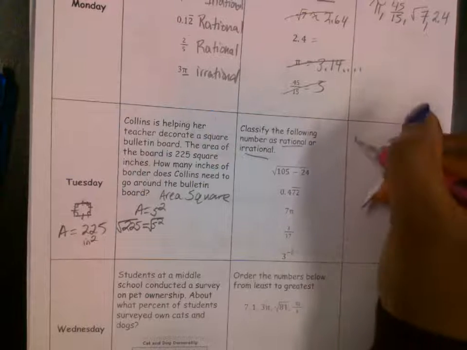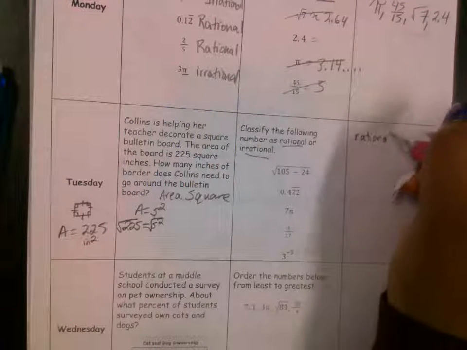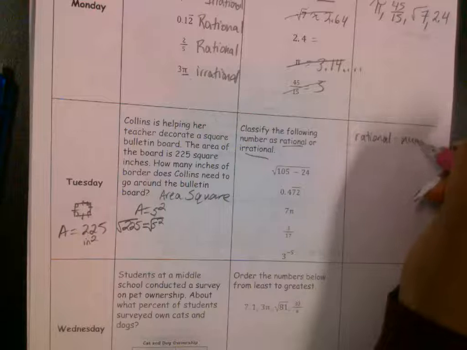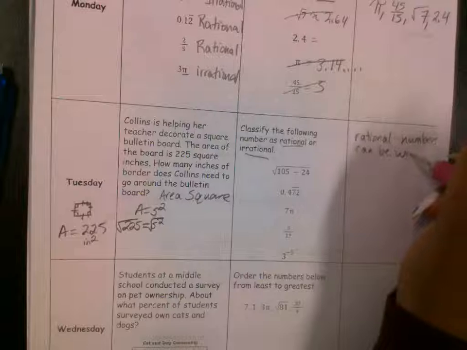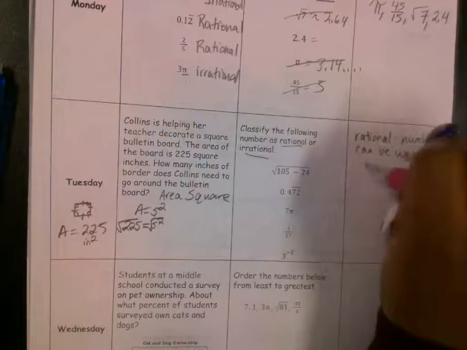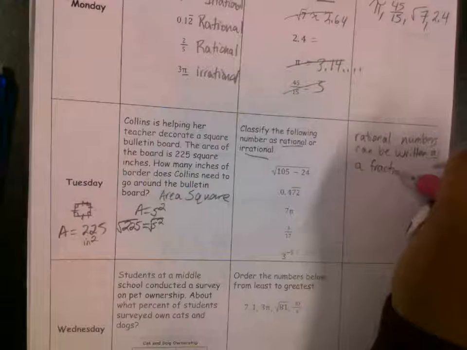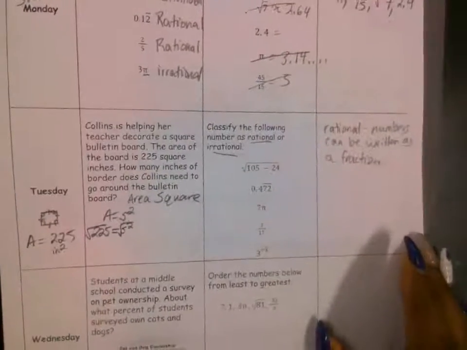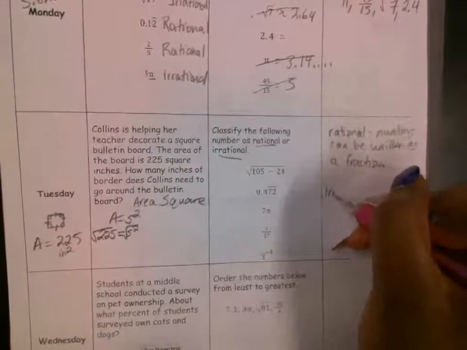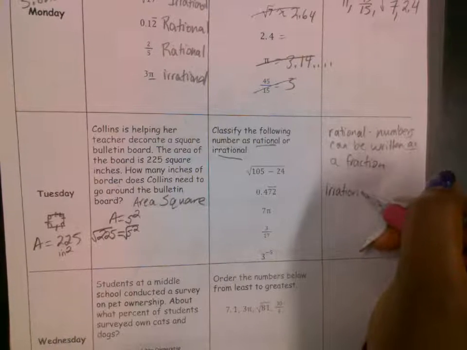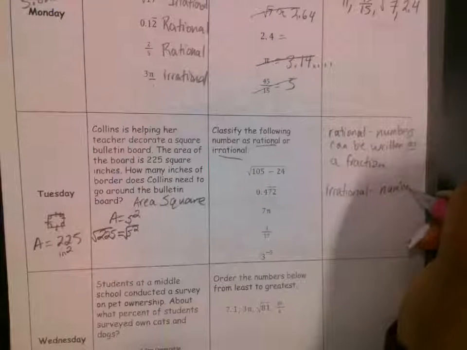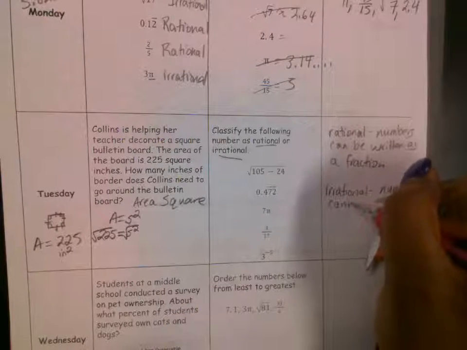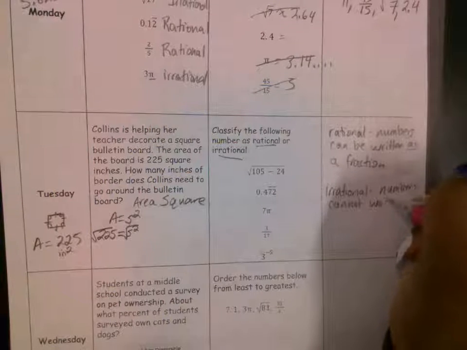This is saying classify the numbers as rational or irrational. Remember on yesterday, we talked about rational being numbers that can be written as a fraction, okay? Irrational numbers cannot be written as a fraction. That's not rational. The prefix "ir" means not, okay? So irrational numbers cannot be written as a fraction.